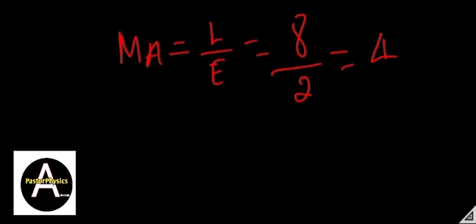Also again, mechanical advantage has no unit. Why? Because this is 8 newton and this is 2 newton. Newton and newton cancel out, so there will be no unit here, so it will be 4.